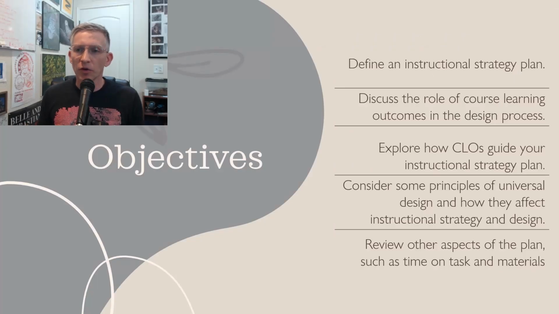So in this presentation, I'm going to do a few things. We're going to define what an instructional strategy plan is. We're going to discuss the role of course learning outcomes in the design process, because course learning outcomes are the backbone of an instructional strategy plan. We're going to explore how CLOs guide that plan. We're going to consider some principles of universal design and how they affect instructional strategy and design ideas. And lastly, we're going to review other aspects that you might use in an instructional strategy plan, such as time on task and the materials that you anticipate asking your students to use in the course.